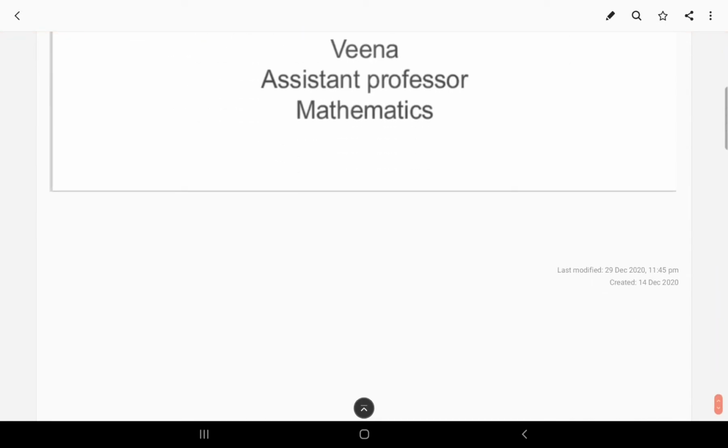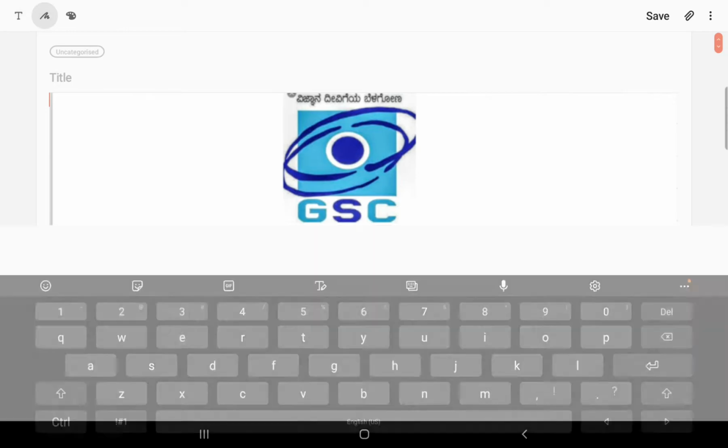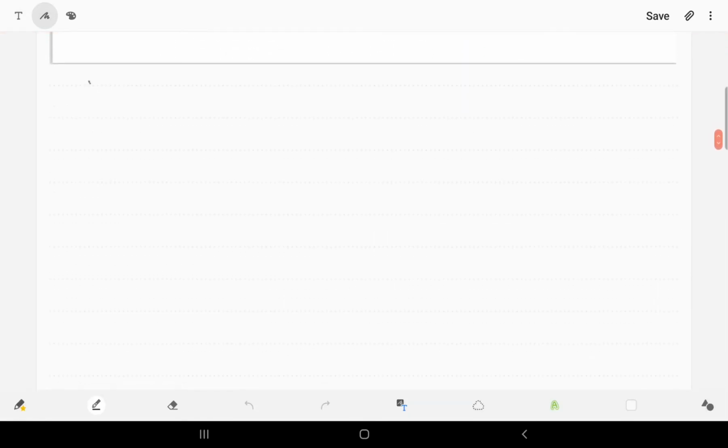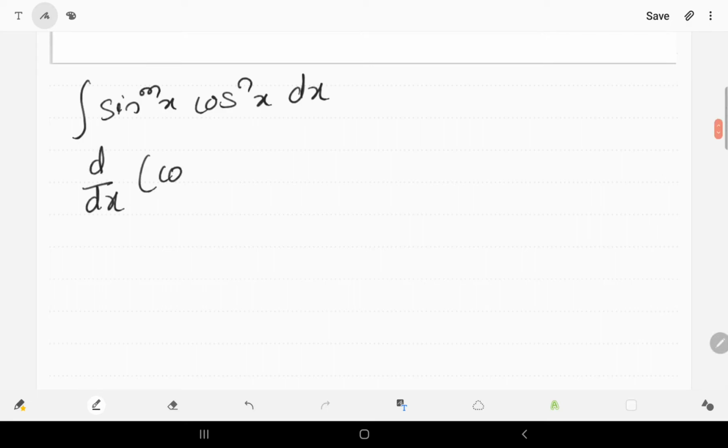In this class, let us study about sin mx cos nx. That is the reduction formula for the integral of sin raised to mx cos raised to nx dx, with limits and without limits. We know that for any two numbers p and q, d by dx of cos px sin q raised to x is equal to, that is, you have to differentiate.